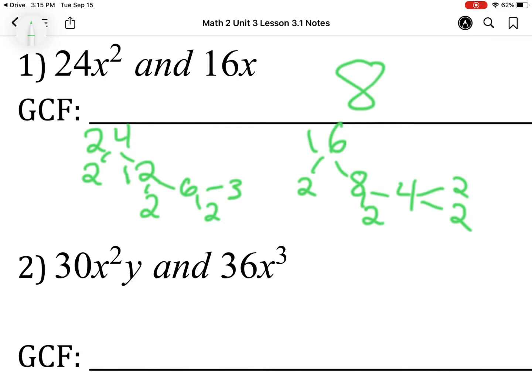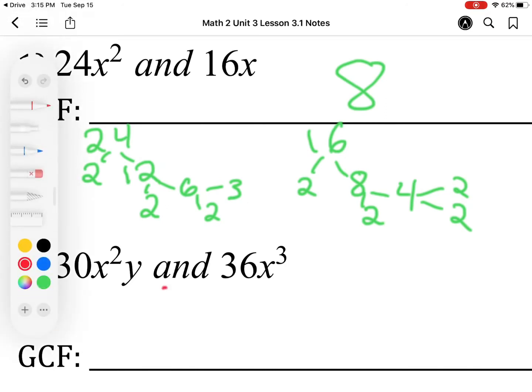Now, looking at all of these prime numbers, we're going to see what is in common. Starting with our first prime number, which was 2, is there another 2 underneath 16? Yes. So we have a single 2 under both numbers. Is there another 2 under both numbers? Yes, there's one and there's one. Is there a third 2 underneath both numbers? Yes.